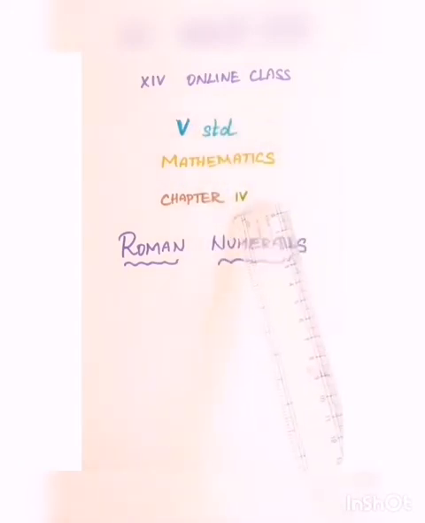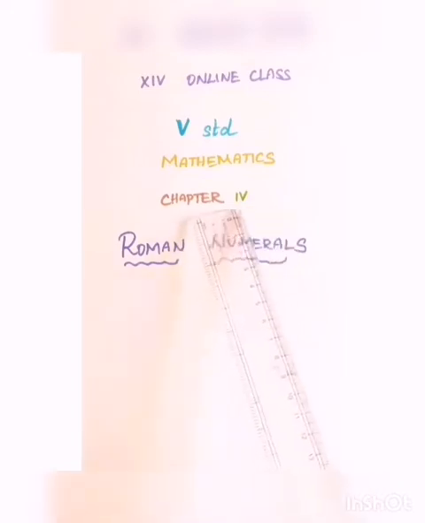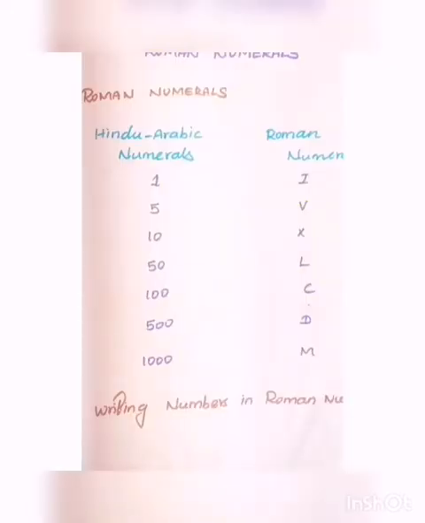Next, here you see chapter 4. 4 is in Roman numerals. Today we are going to see about Roman numerals and how we can change them into Hindu Arabic, and Hindu Arabic can be changed into Roman numerals. Now this is our chart. Roman numerals, Hindu Arabic numerals. Hindu Arabic numerals means just ordinary numbers. Roman numerals means it is in the form of alphabets.